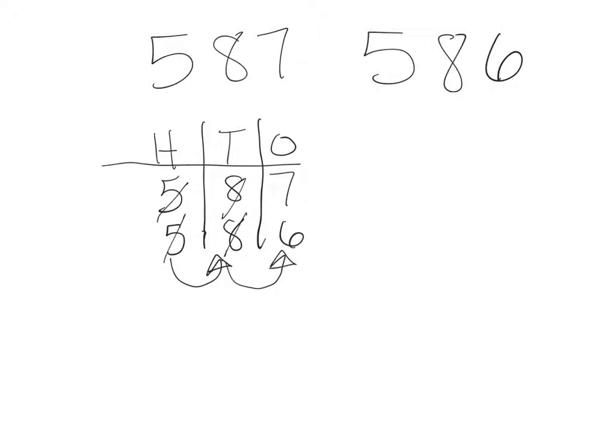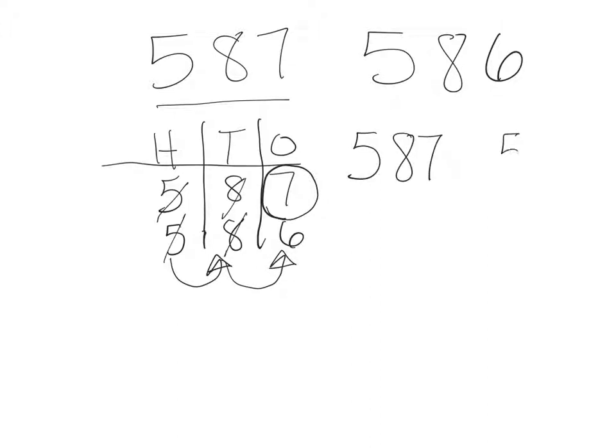Okay? So here in our ones, we have a 7 and a 6. Which one's greater, 7 or 6? Well, we know that 7 is greater, so we're going to circle 7. So that means that 587 is greater than 586. So we're going to write this down. We're going to write this comparison using our symbols.